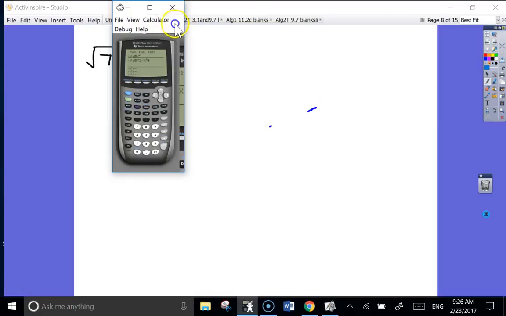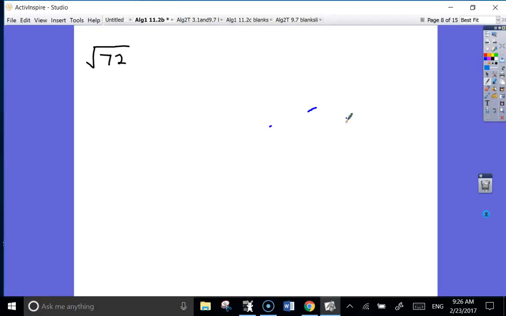This thing's just not working anymore. Okay? Let me write that over here. Square root of 72. And now I can bring my calculator back up.